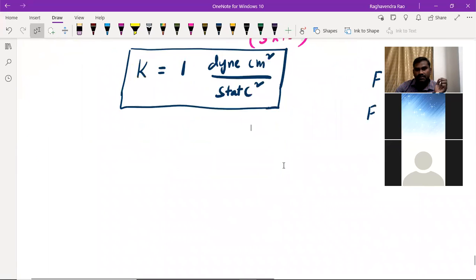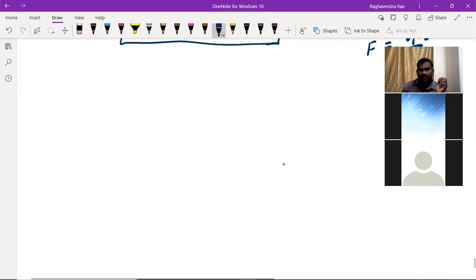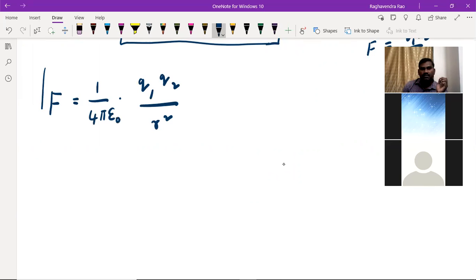Now we can write the expression for force. F is equal to 1 by 4 pi epsilon naught Q1 Q2 by r square. This is the force of attraction or repulsion between the charges.